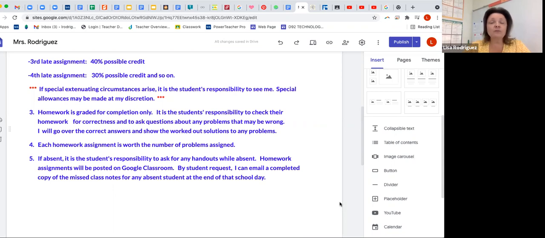Each homework assignment is worth the number of problems that were assigned. So for instance, if there's 10 problems, the homework assignment will be worth 10 points. If a student's absent, I ask that they reach out to me to ask for any of the missing work. Something also that I've told my students for this year is if they're at home and they're feeling pretty well and they would like a copy of their notes that we completed in class, I can email that to them at the end of the day. And we also went through Google Classroom, and they know that all of their assignments and any special announcements will be posted there in Google Classroom.